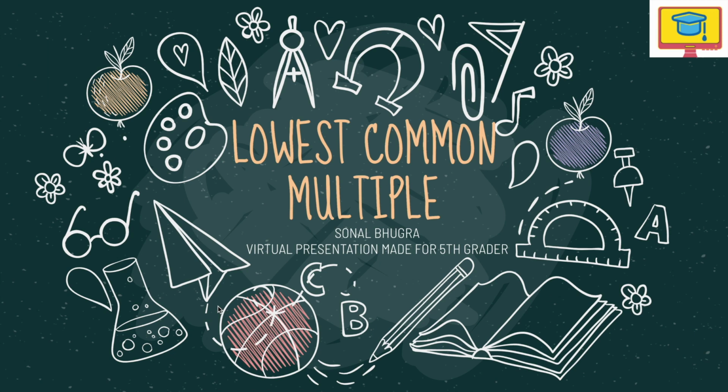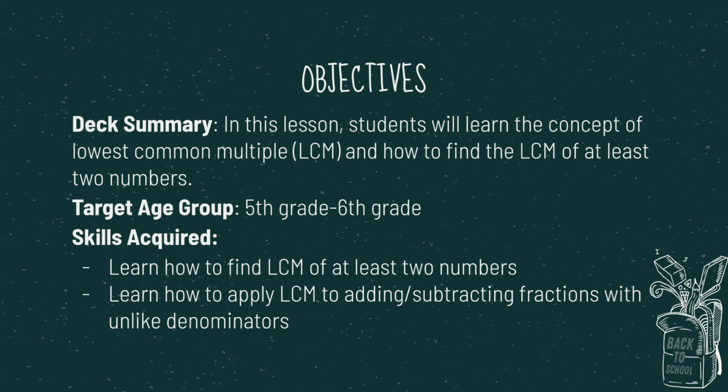This lesson is about lowest common multiple. The objectives for this lesson are that students will learn the basic concept of lowest common multiple, or LCM, and how to find the LCM of at least two numbers. After this lesson, students should be able to find the LCM of at least two numbers and apply LCM to adding and subtracting fractions with unlike denominators.